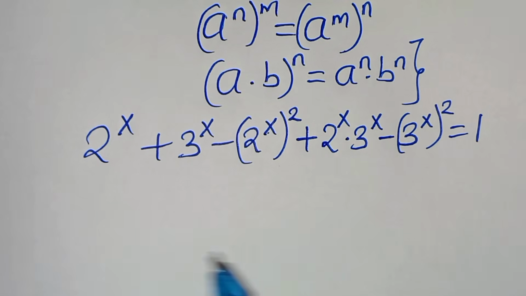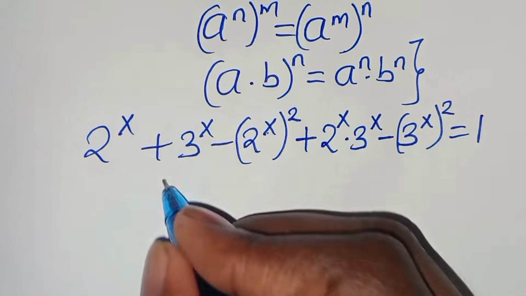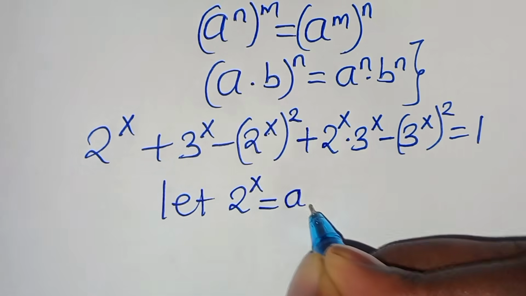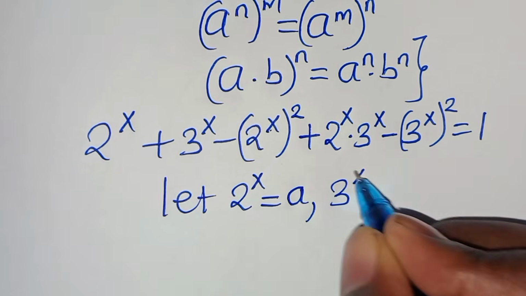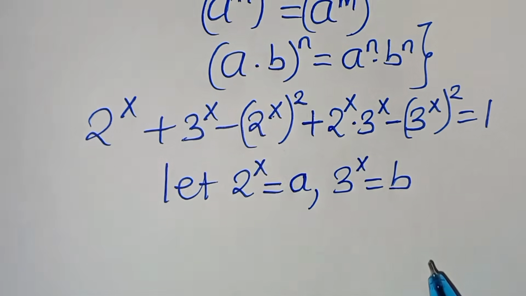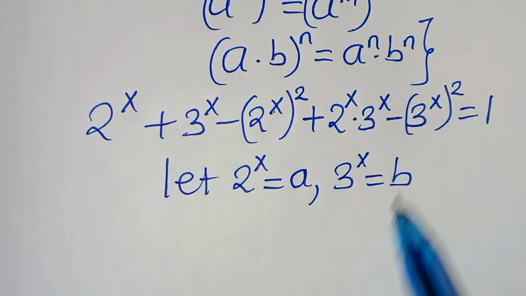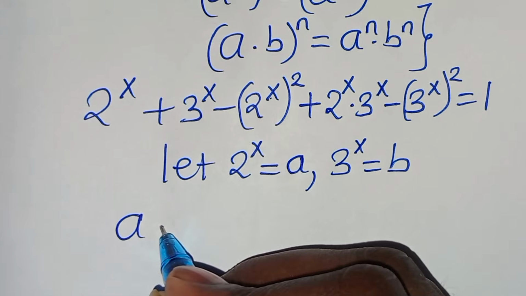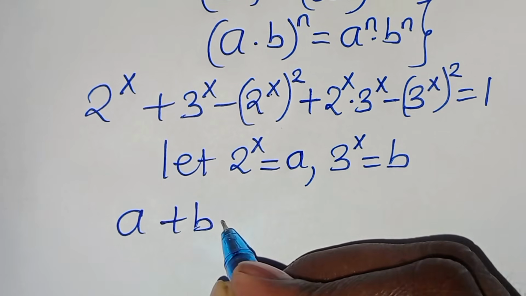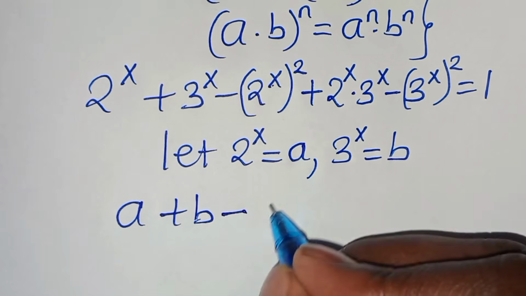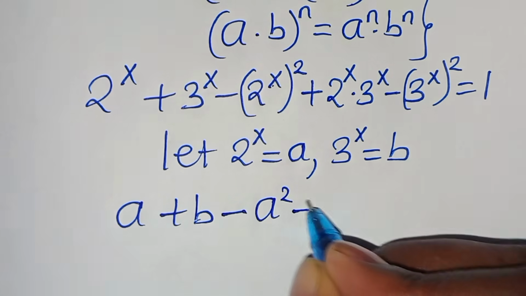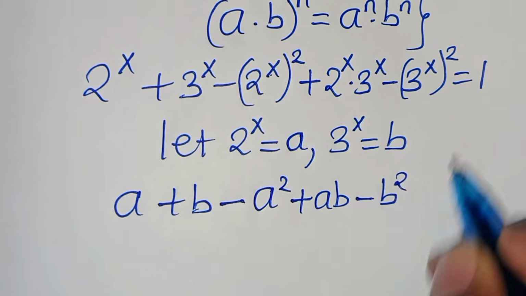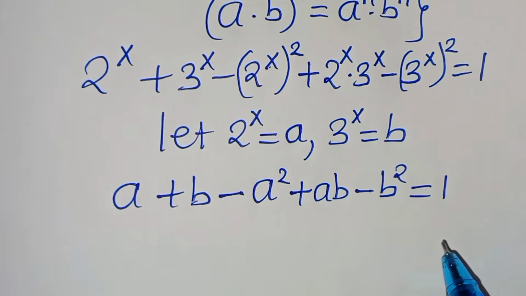Now, the next step from here, we can let 2 to the power of x be equal to a, and we can let 3 to the power of x be equal to b. So let's express this equation here in terms of a and b. So we have a plus b minus a squared, then plus a times b, then minus b to the power of 2. Here, this is equal to 1.